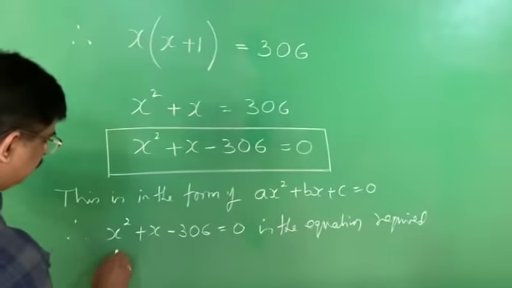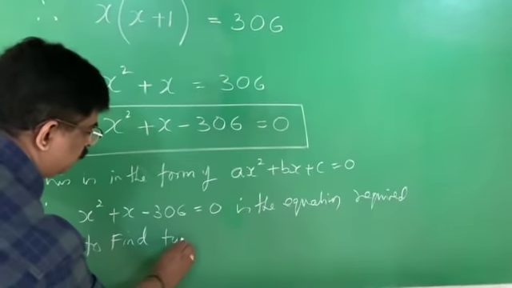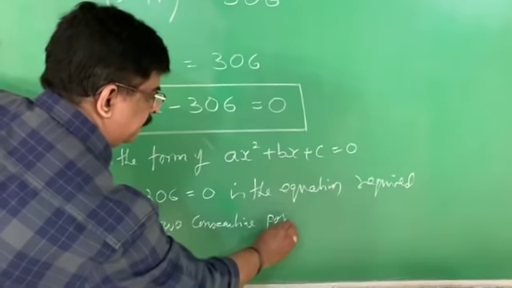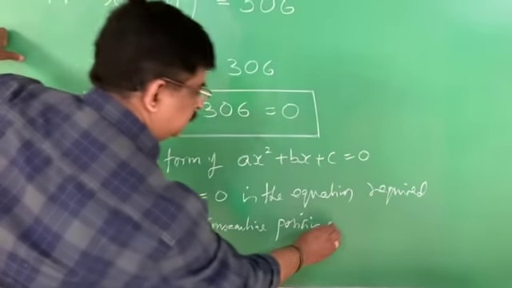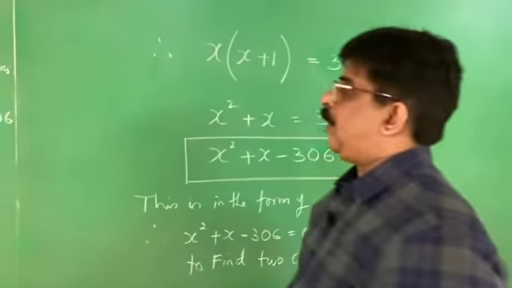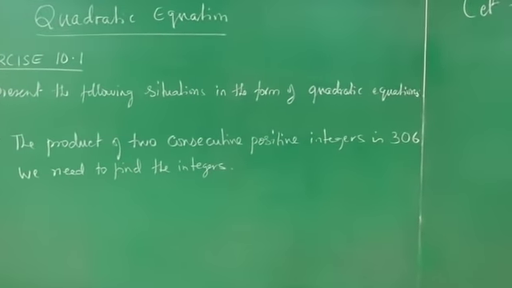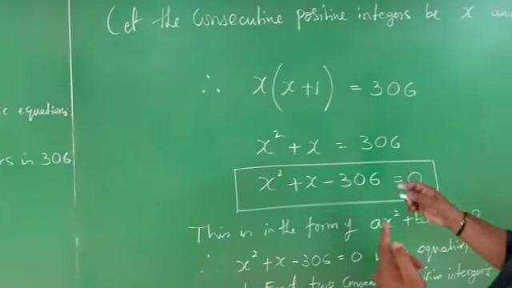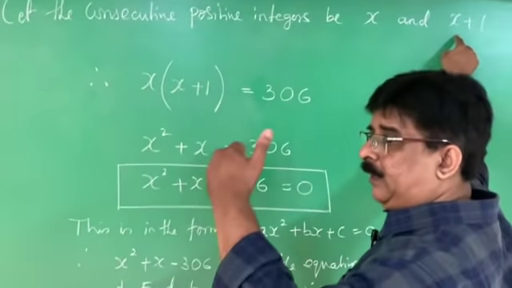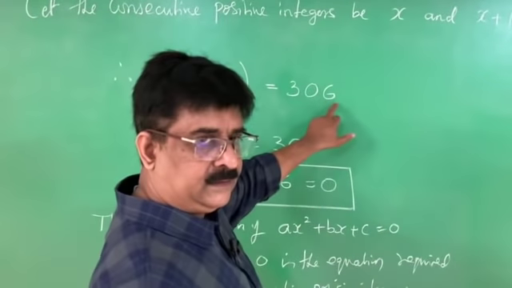Required: to find two consecutive positive integers. I repeat once again. The statement is: the product of two consecutive positive integers is 306. What I did is I took the first consecutive positive integer as x. The next one is x plus 1. Consecutive positive integer means one is x, next one is x plus 1. The product of these two numbers is equal to 306.